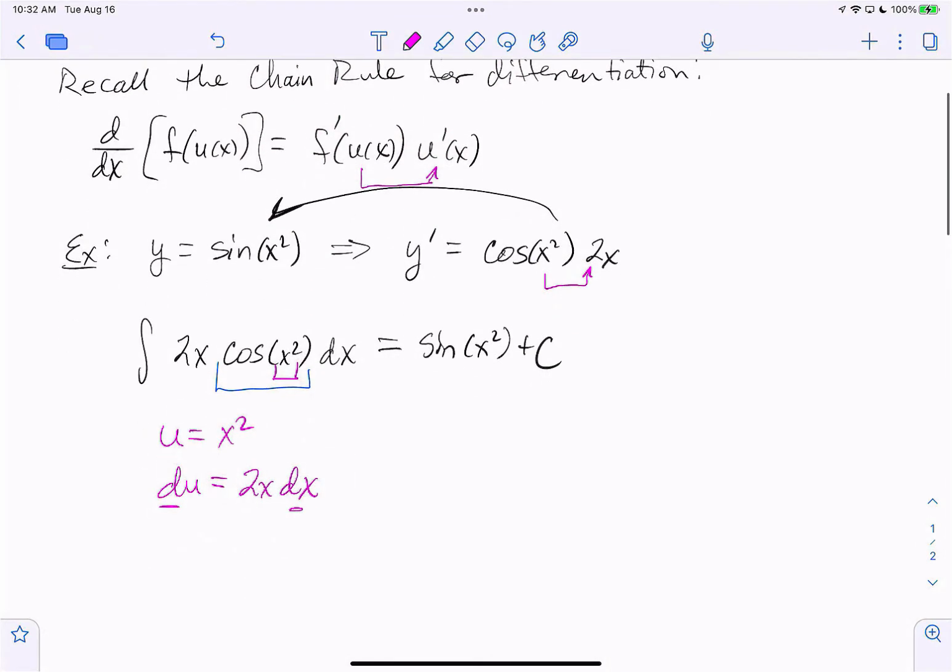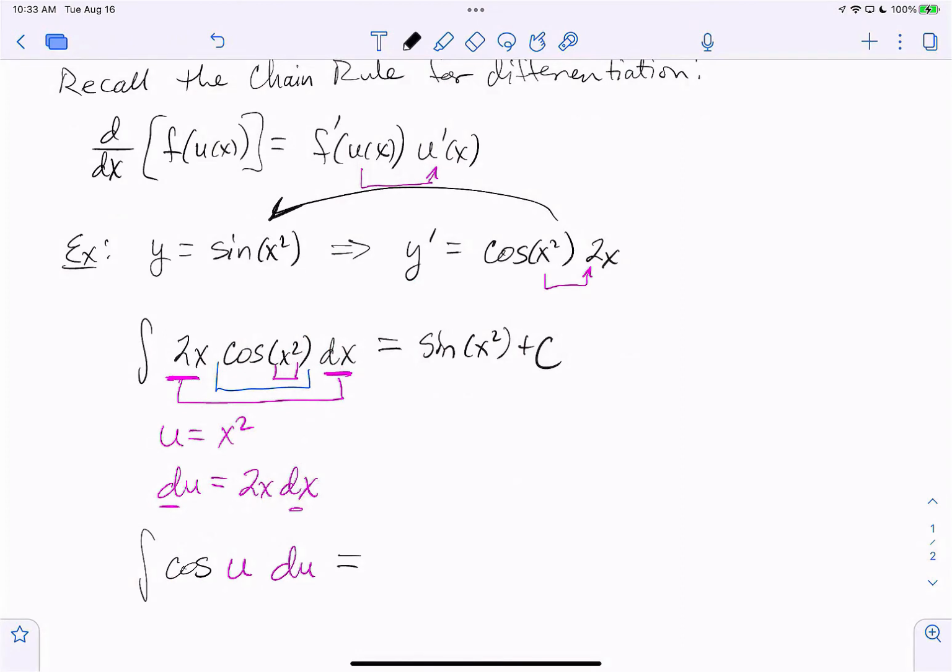Here's where the substitution comes into play. 2x dx, the whole thing together, gets replaced by du. And x squared gets replaced by u. Right? So that's the substitution. Our original integrand was the cosine. And so what I've done is I've substituted out the x's, and now everything is in terms of u's. That's the substitution of the substitution rule.